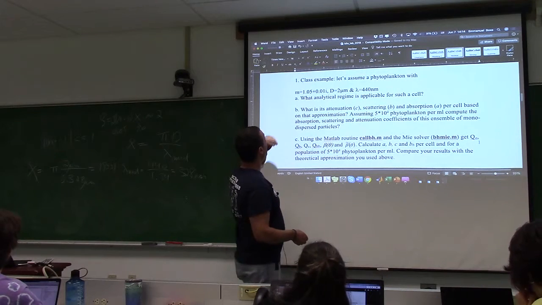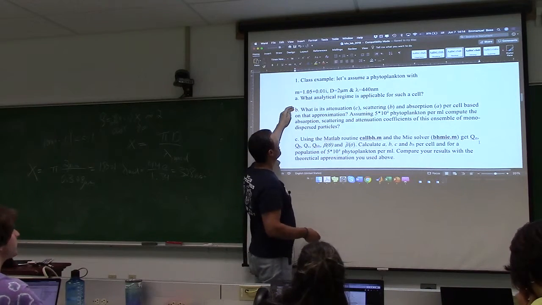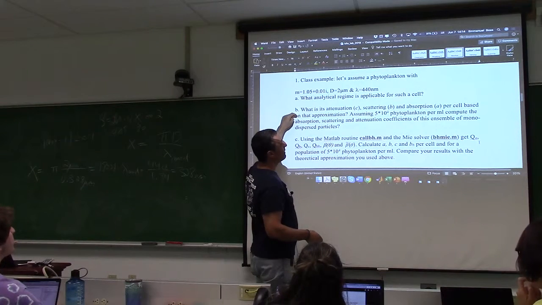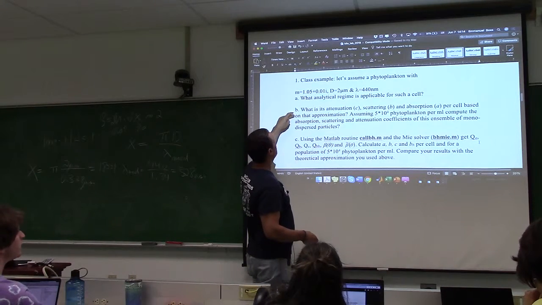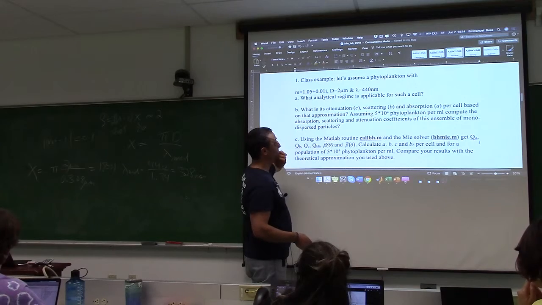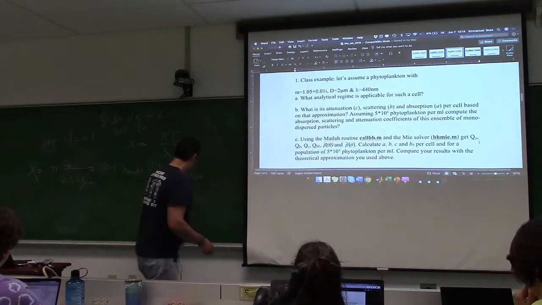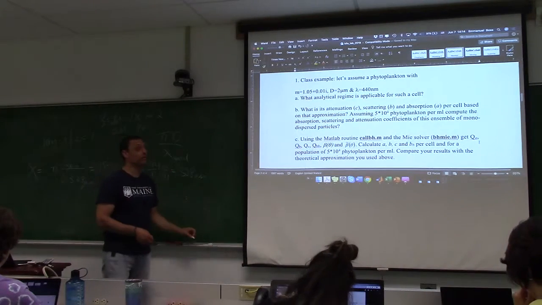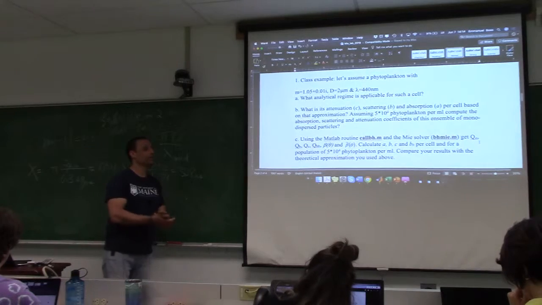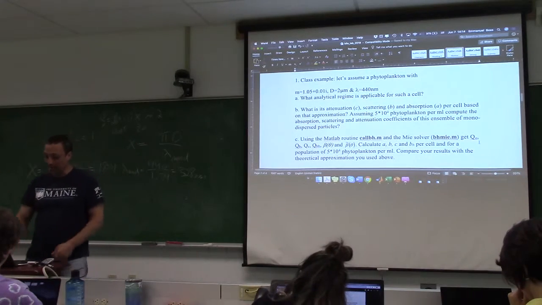So now let's do this. What is the attenuation, scattering, and absorption per cell based on that approximation? I have a little code I wrote just for that, so we don't have to think about it. So let's open MATLAB, all of us.